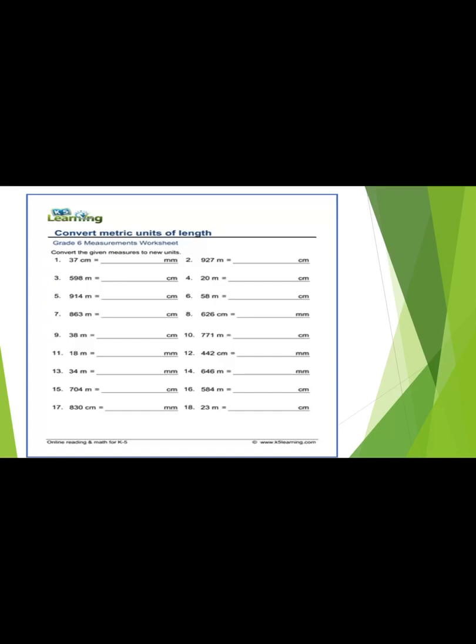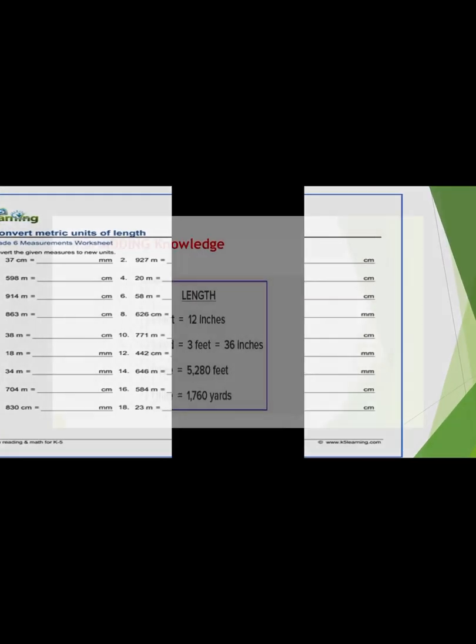Now here is a worksheet for you. You have to convert 37 centimeter is equal to how many millimeter? Meter to centimeter, meter to centimeter, and centimeter to millimeter. This is the worksheet. It is given to you. Complete it, children.